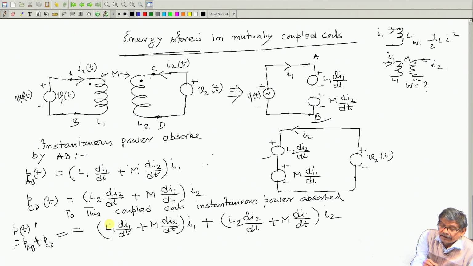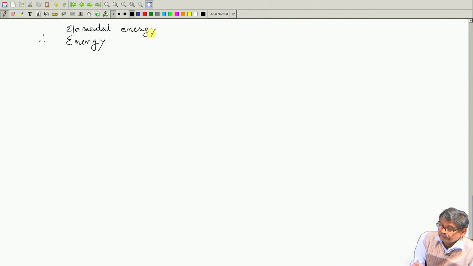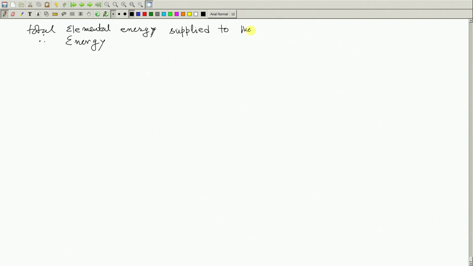Therefore, the elemental energy supplied in time dt to the coupled coils, the total elemental energy supplied, will be equal to dW equal to P_T into dt, is it not?